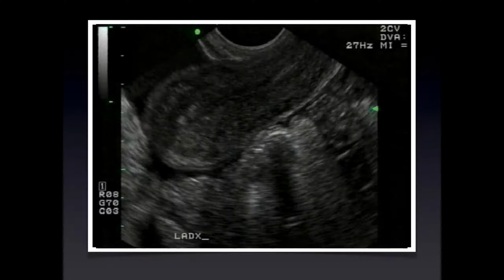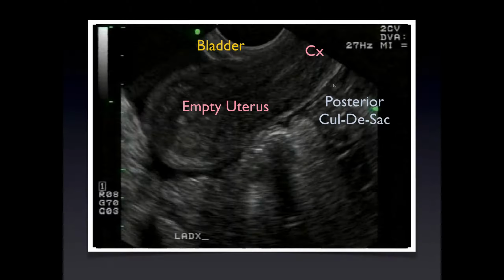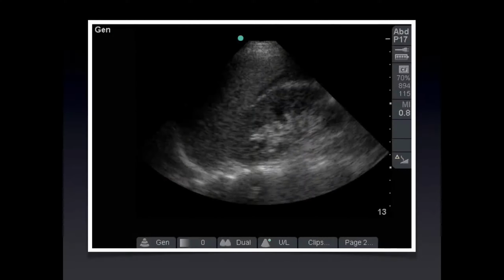Again, reviewing the anatomy. Bladder is compressed up here. This is not the bladder. This is fluid in the anterior cul-de-sac. This is the empty uterus. Cervix is here. Remember, the connection of the cervix to the uterus is what definitively identifies the structure as the uterus. The posterior cul-de-sac is here. Fluid up to here would be small. Fluid up to here would be moderate. And above this is considered large. There's some bowel gas in the background here. Free fluid all around it.